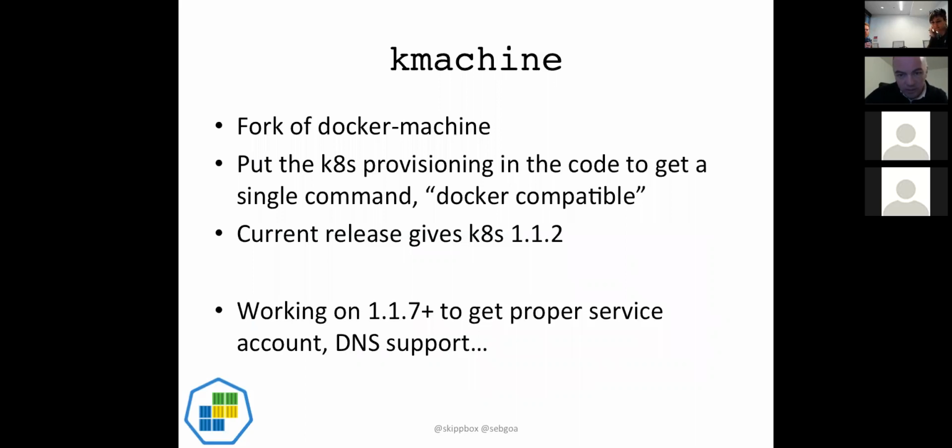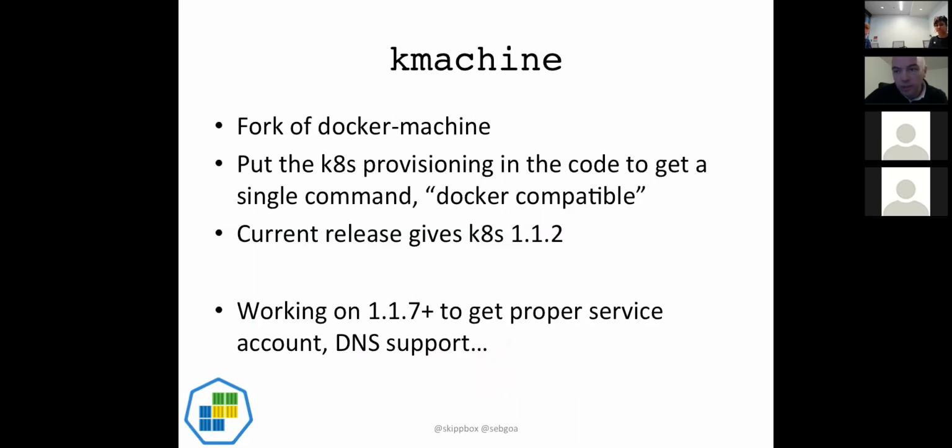We could have done it differently with a wrapper on Docker Machine. You could do it with Docker Compose. I mean, there are lots of ways to do this, but I thought that using Docker Machine was kind of nice. The current release allows you to use Kubernetes 1.1.2. I'm struggling with a few things with service accounts to be able to move the release to like 1.1.4, but hopefully it will be solved in the next releases of Kubernetes, and we'll put that in K-machine.